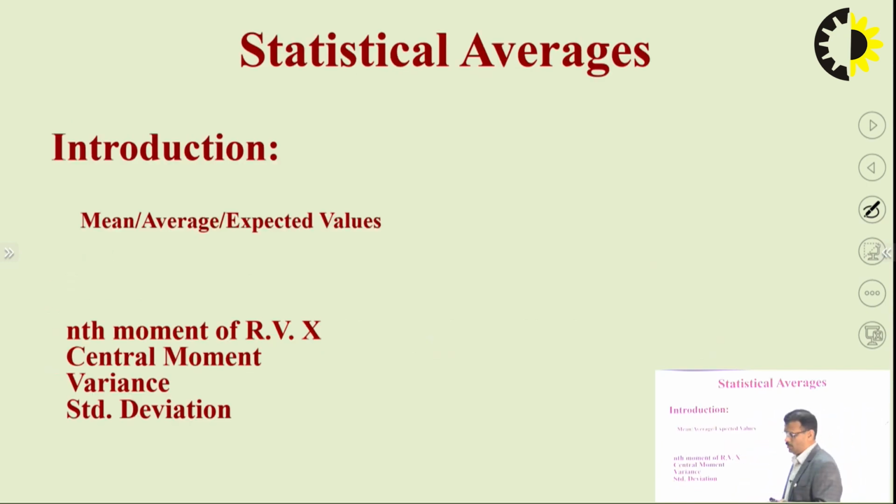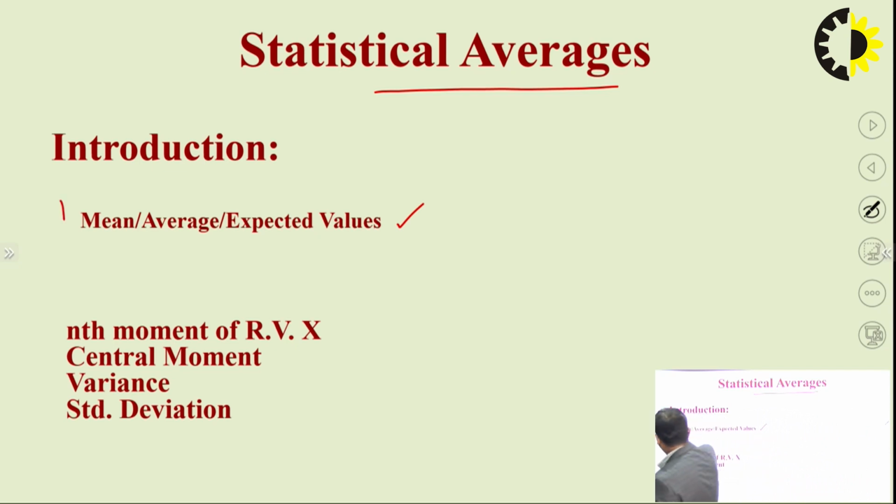Now statistical averages. These are the characteristics of a random variable. What I told you earlier was the representation of a random variable by PDF, CDF and so on, and the calculation of those. Now some characteristics of a random variable can be represented in terms of statistical averages, like its value, mean, average, expected value. This is the first characteristic, the first moment of random variable x.